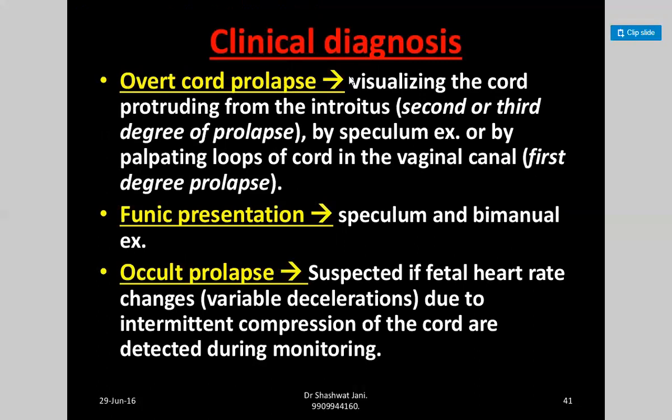Now, how can we clinically diagnose this situation? That is overt cord prolapse. We visualize the cord protruding from the introitus, second or third degree prolapse. If you look inside, the cord is protruding out, seen by speculum examination or by palpating loops of cord in the vaginal canal. If by palpation we feel that the cord is present, that is first degree prolapse. And on clinical presentation, by speculum and bimanual examination, we can see the cord presentation.